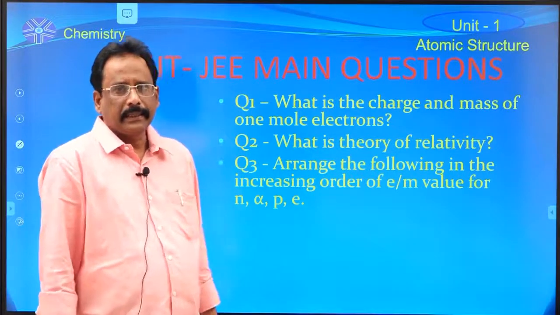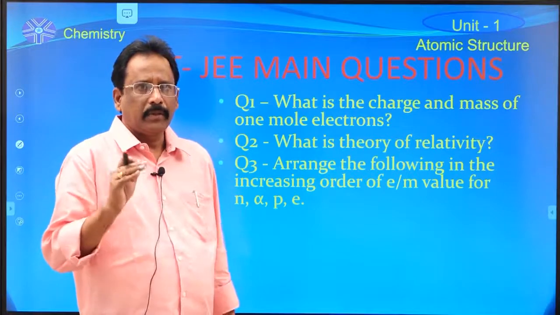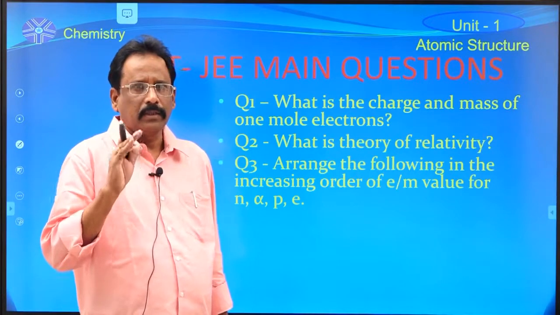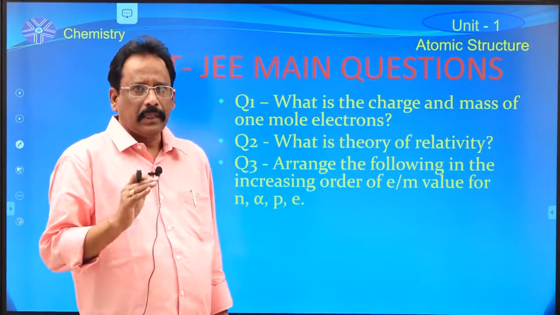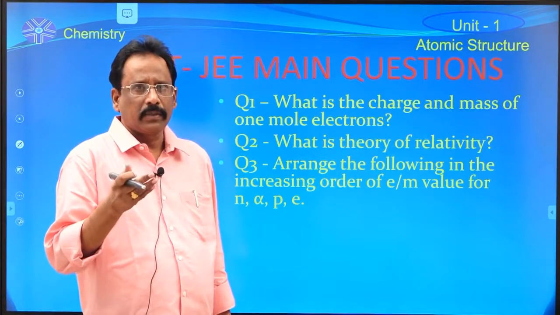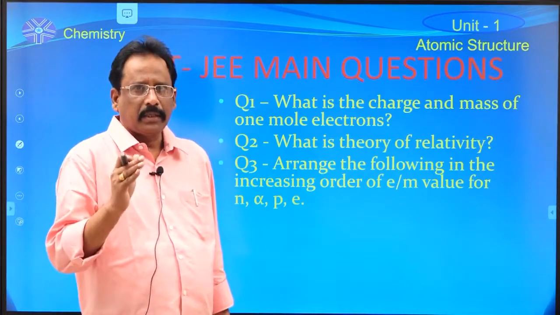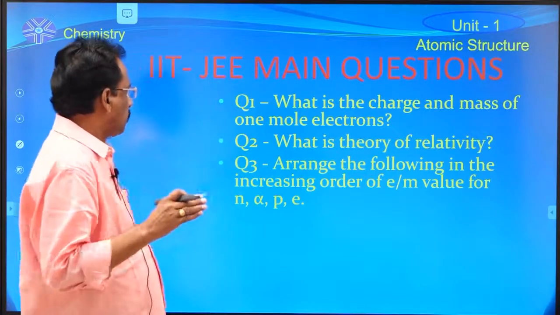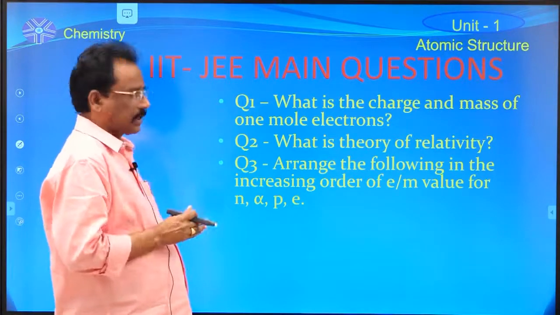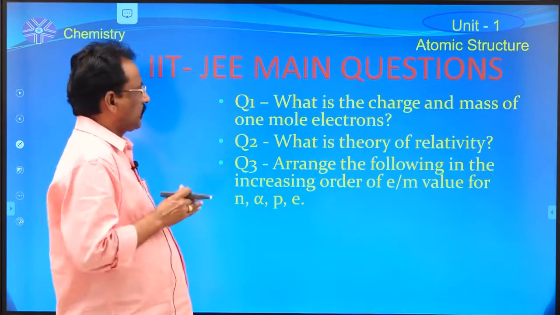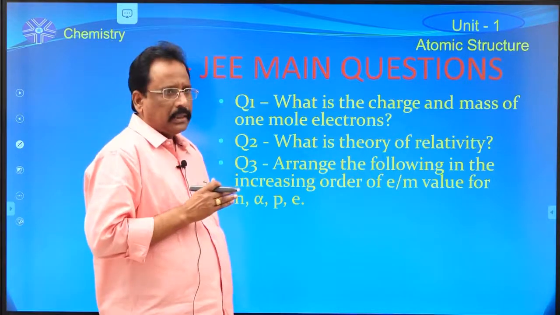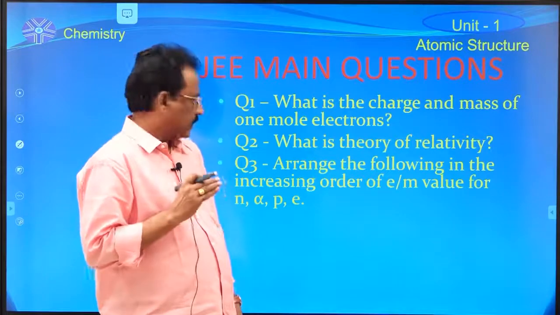Hi students, in the last class about the fundamental particles of an atom, that means electron, proton, neutron, discovery and about their charges and mass, e by m values are completed. Based on that topic, there are three objective bits in this topic. First question is, what is the charge and mass of 1 mole electrons? It is already known to you in the lower classes.